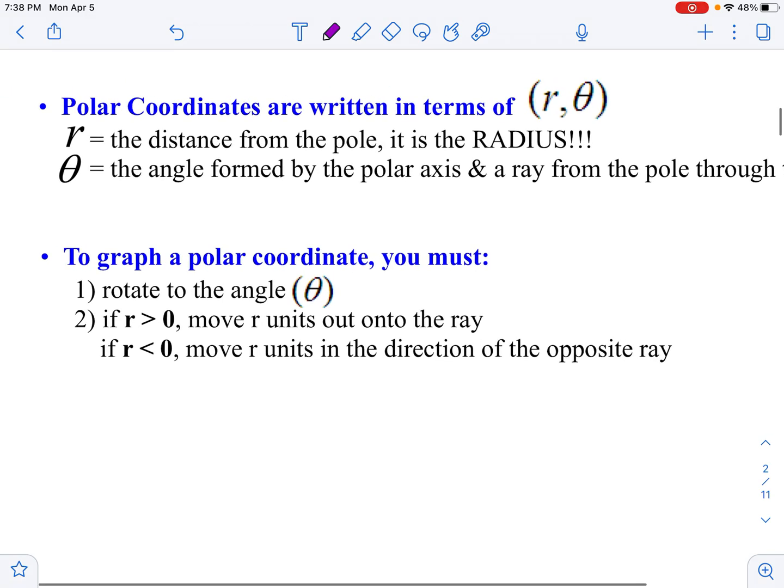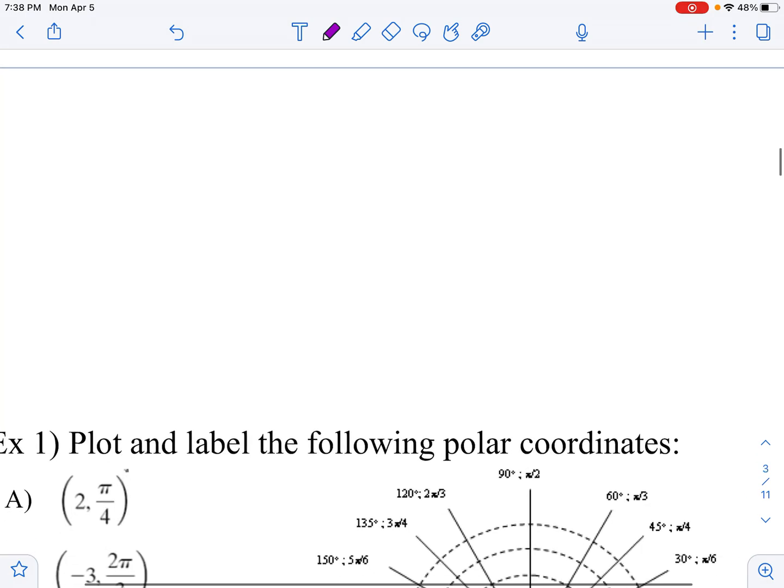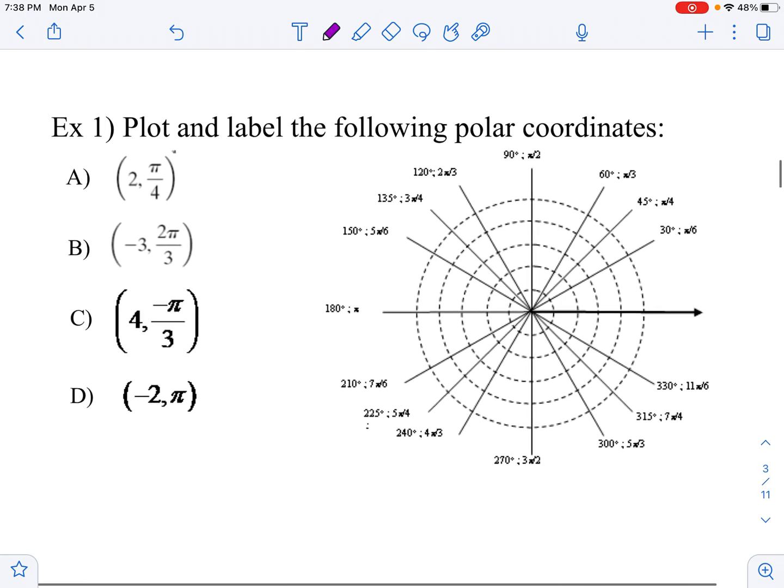All right, so let's take a look at some points. This is an example of polar graph paper on the right. You'll see that you've got your angles as you go around in radians and degrees. Those angles would just be like those angles of the unit circle. And then we have a bunch of circles. And again, that's what we were just talking about, where you move out that many circles onto the ray.